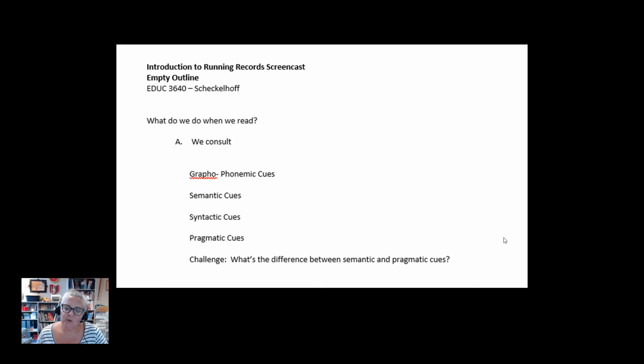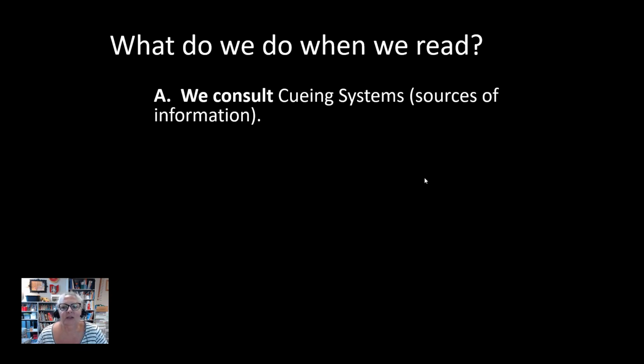So on your form, the first thing we're going to think about is what people are generally doing when they read. And we're going to review some cueing systems and strategies that you may have heard about in phonics or other literacy classes. But we're just going to clarify what it is that we're taking notes on. All right, when you read, you're consulting cueing systems. Right now, as you're reading, you're thinking about different sources of information. We call those sources of information or resources the cueing systems. There are 4 of those.